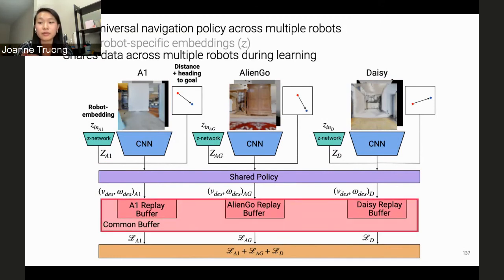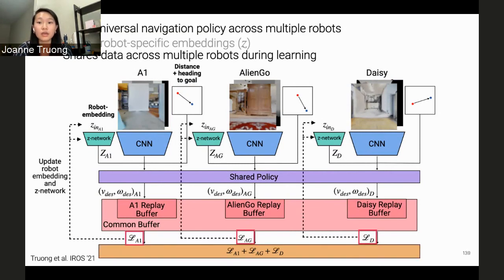And the replay buffers are combined and shared across the multiple robots. The shared replay buffer is used to jointly update the shared policy between the robots, but the individual replay buffers are used for updating each robot-specific embedding. And by collecting data across multiple robots and environments for training our policy, we can train sample-efficient policies, and the resulting universal navigation policy will be robust to the differences in the robot dynamics and environments.